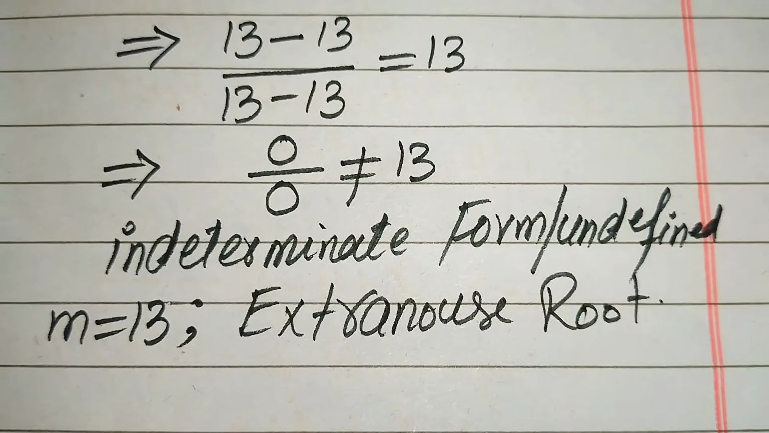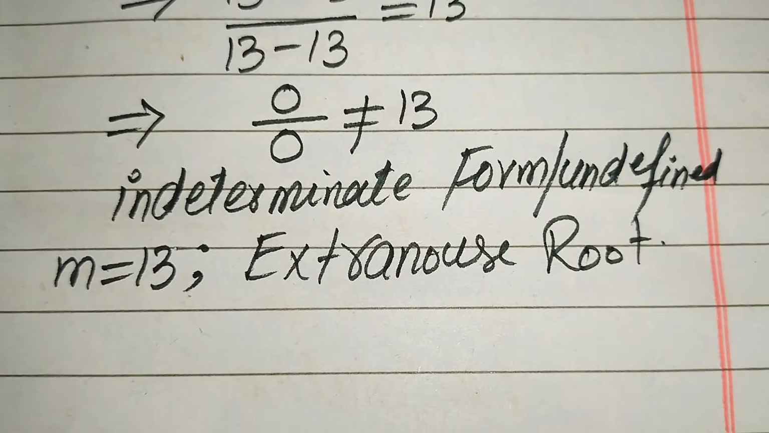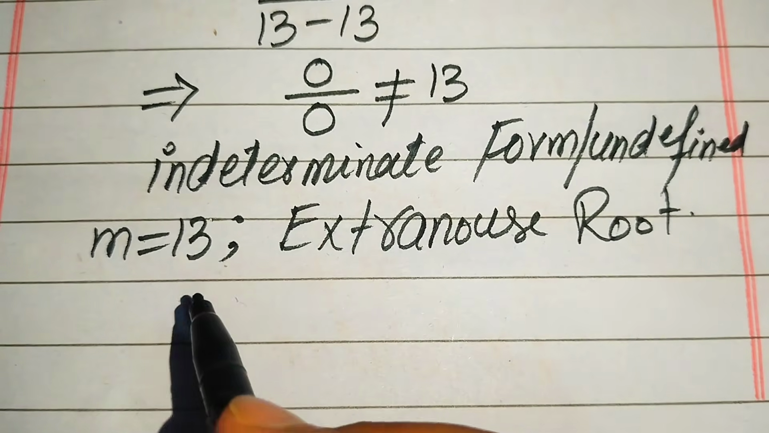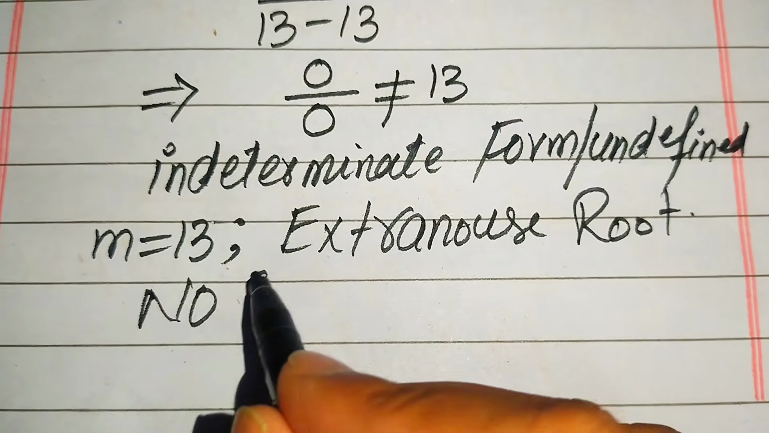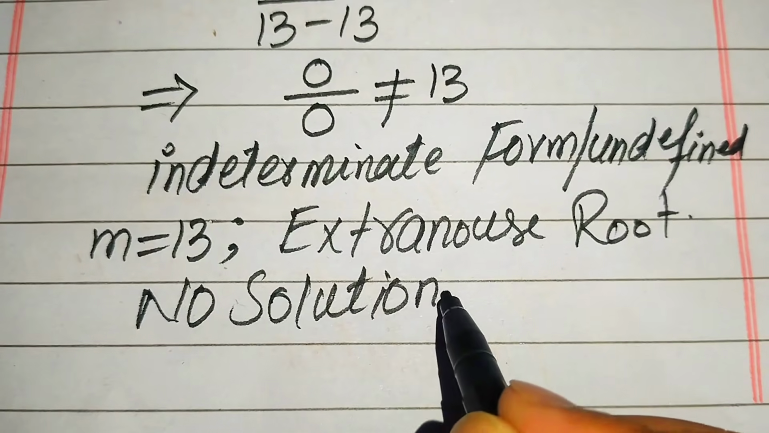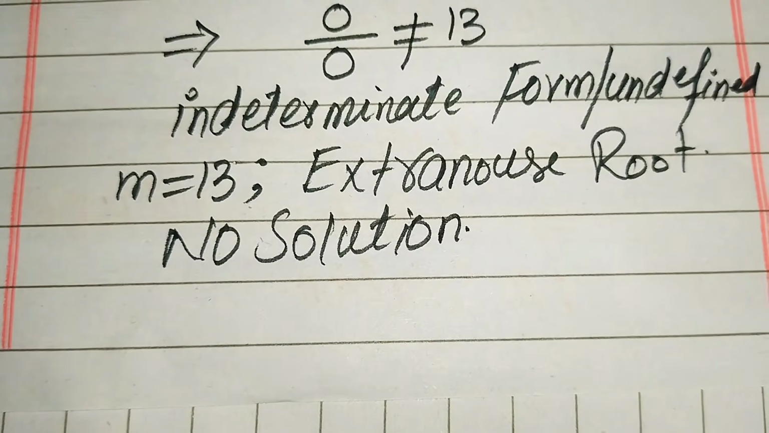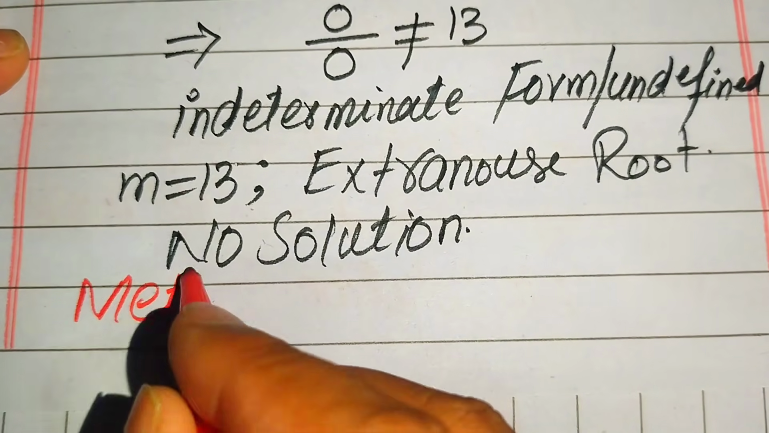So this is the extraneous root, and further you see here we cannot get any other value of m that satisfies our given question statement. So finally we conclude that this question has no solution in general. This is our final answer which we get from the first method. And now we solve this problem again using the second method.